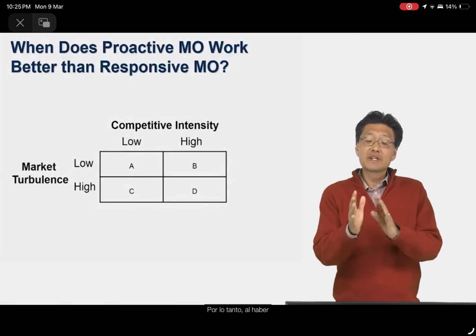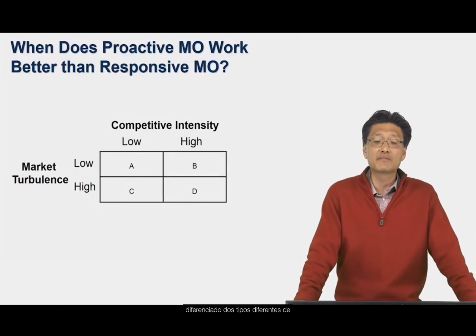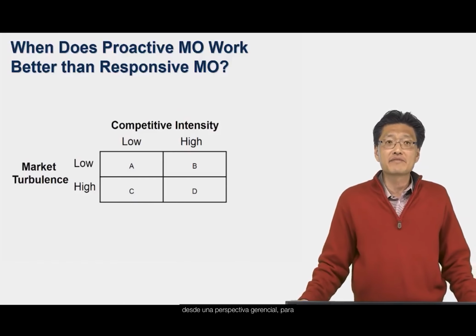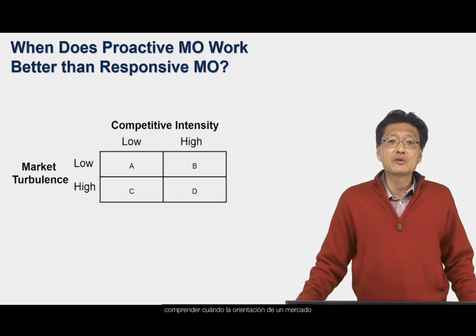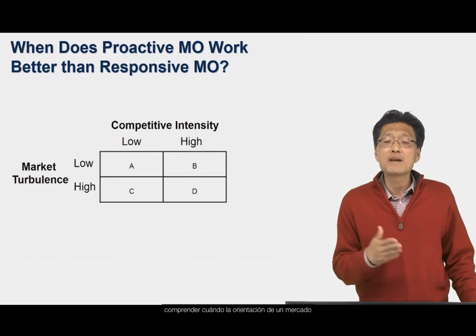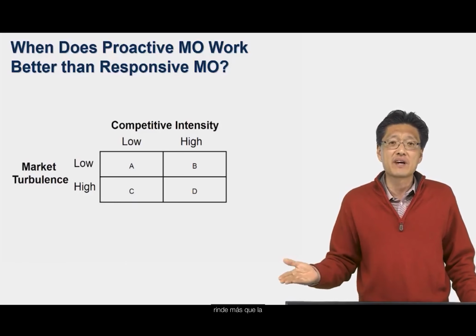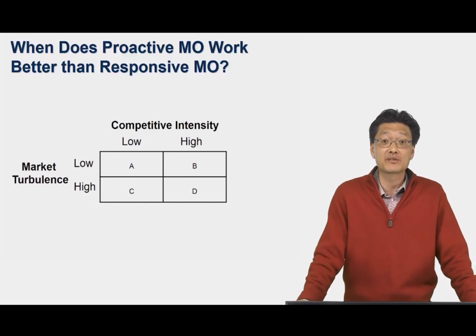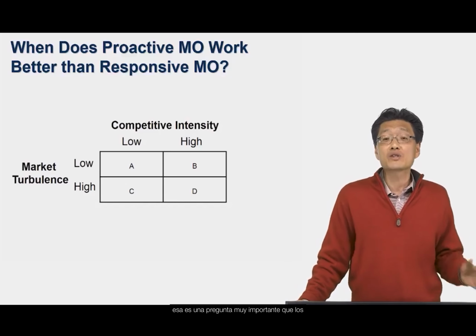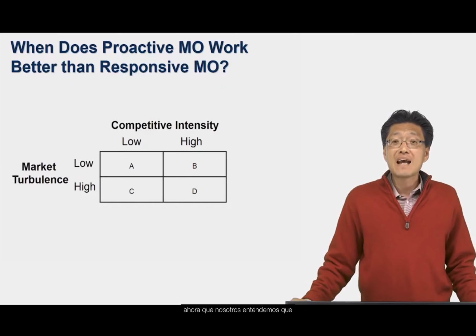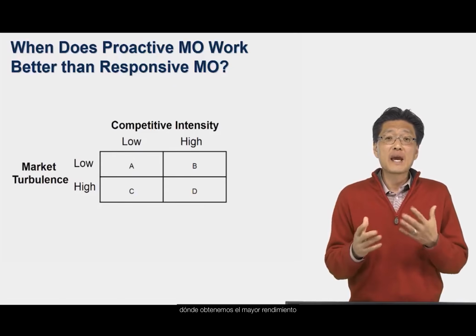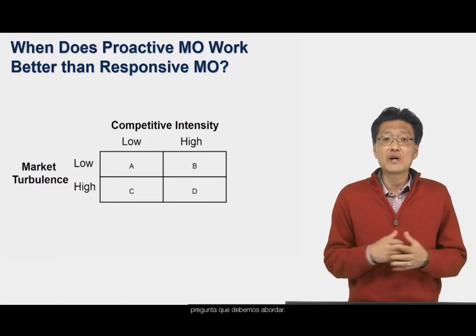So having differentiated two different types of market orientation, it becomes really important from a practical, managerial perspective to understand when one market orientation pays off more than the other. When will a proactive versus a responsive market orientation lead to higher firm performance? That's a really important question for managers, because now that we understand there are two different types of market orientation, where do we get the most bang for our buck? That's the question that we need to address.